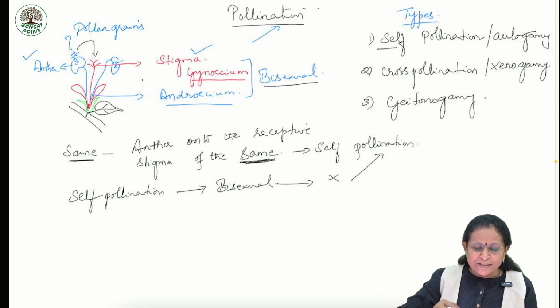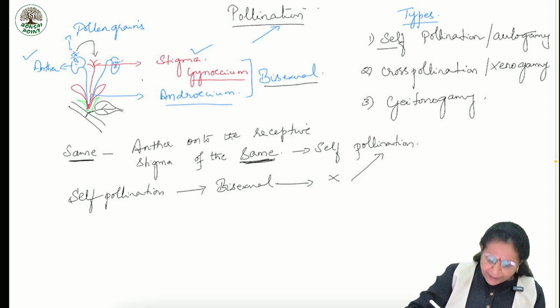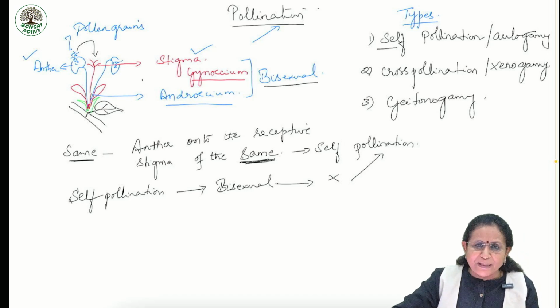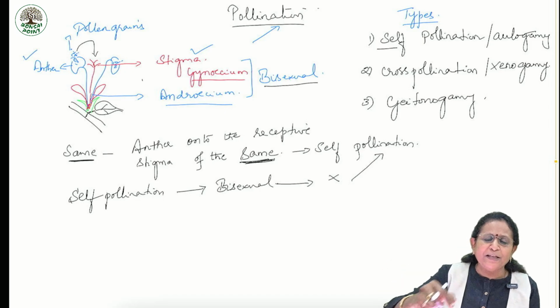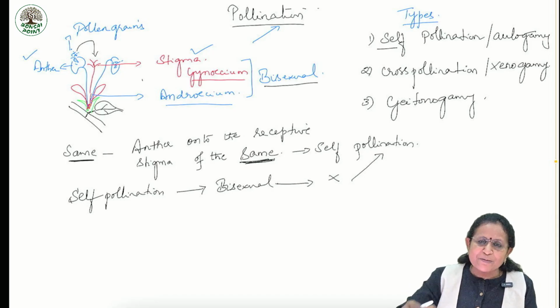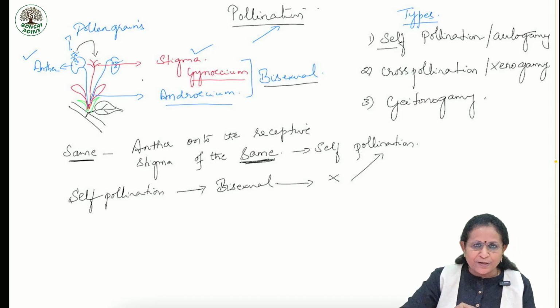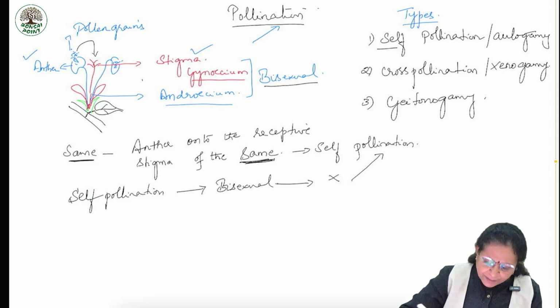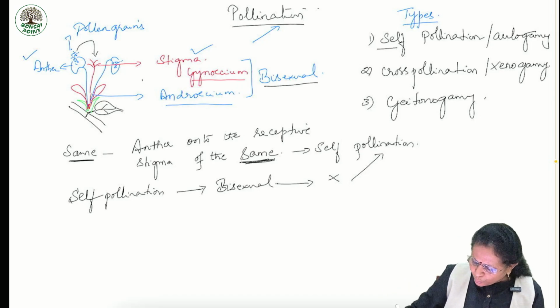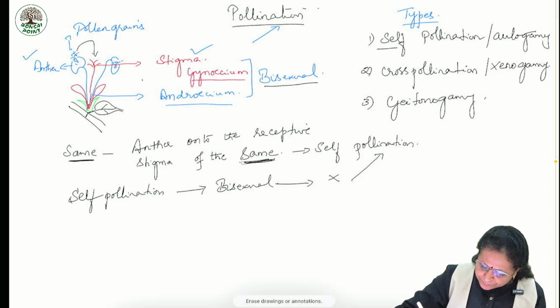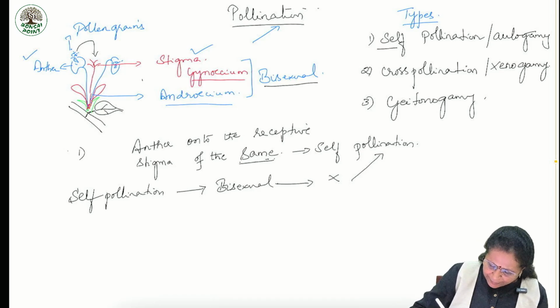Now concentrate on this. What did I tell you? If the flowers are bisexual, it doesn't mean that 100% self-pollination will take place. But for self-pollination to occur, the flowers must be bisexual. Hope you understood. If there's androecium and gynoecium only, then on the same flower, pollen grains fall on the stigma of the same flower. That's about the first one, that is self-pollination. What about the second one? Cross-pollination.